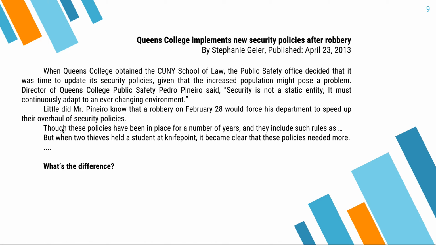Stephanie could have gone on, though these policies have been in place for a number of years, and they include such rules as... So you might then add the context. What were the old rules that have been updated? It might seem relevant to add that information at the beginning, but the inverted pyramid model would put these all the way at the end. But when two thieves held a student at knife point, it became clear that these policies needed more. And then from there, we would go on to what exactly the new policies are.